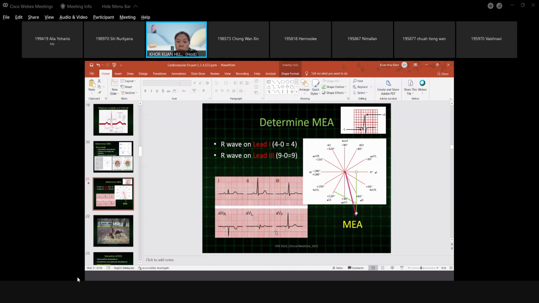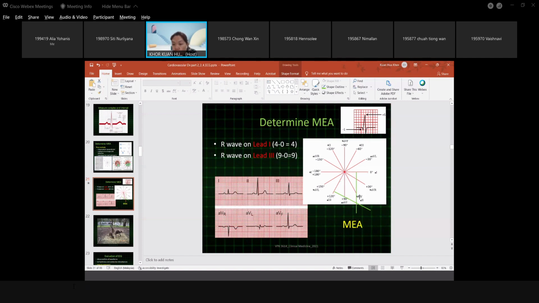In lead 3, it's about 10 boxes. I draw perpendicularly. Just now I made a scale of 5 for this one and this one is 10. So I draw a line perpendicular to lead 3. I draw this line, then I draw this one. Centered here and crossing over here. So I draw it.